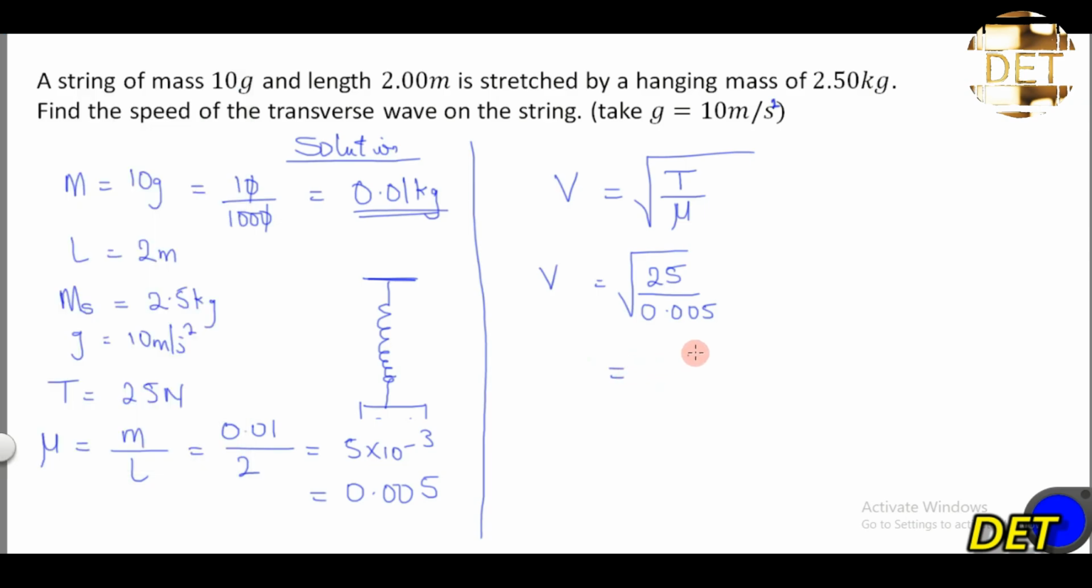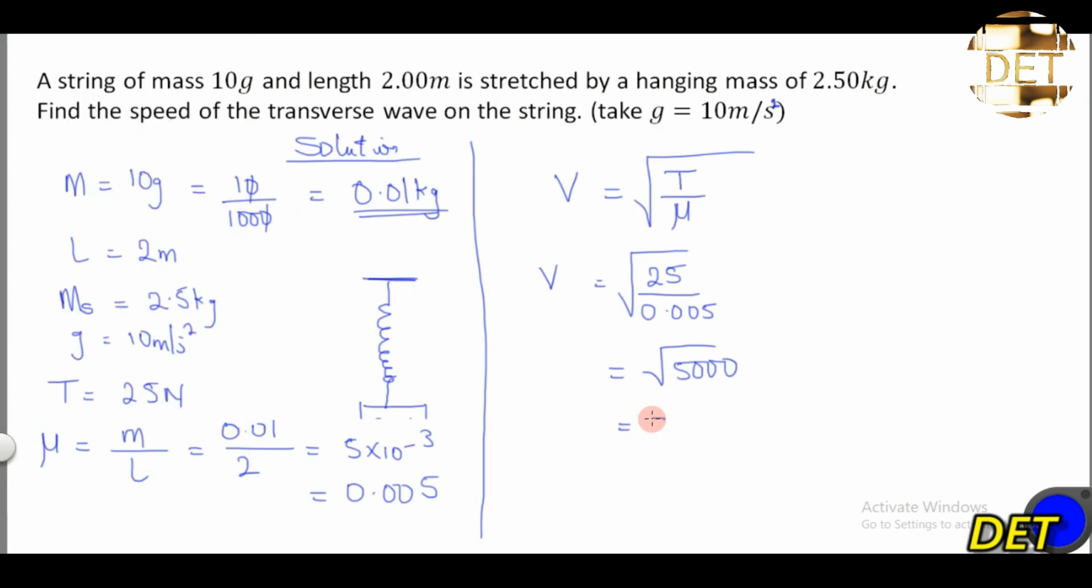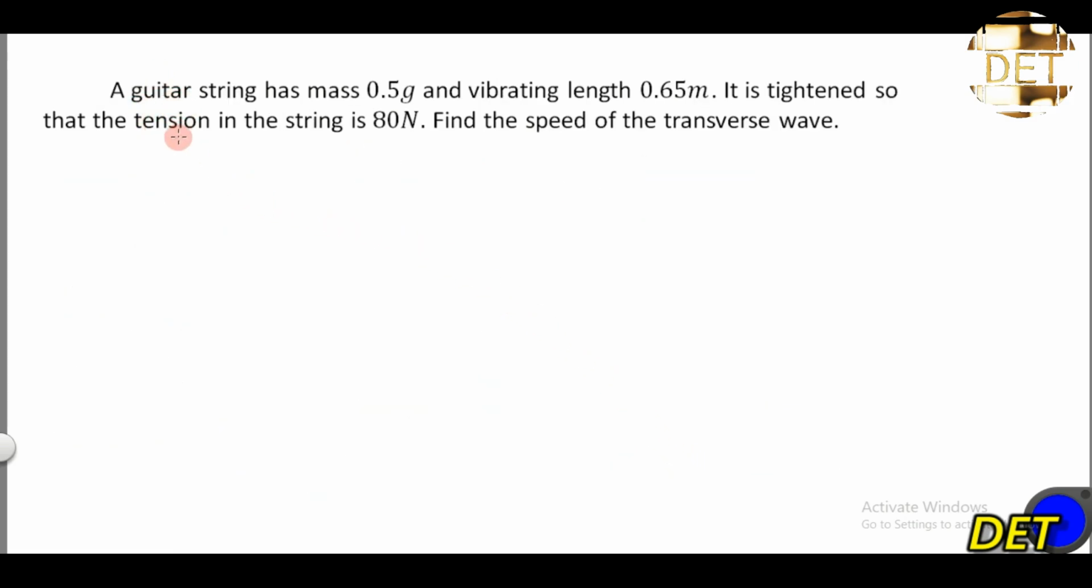So that will be equal to the square root of 5,000. So the square root of 5,000, what will that give us? It will be equal to 70.71 meters per second. So this is the speed of the transverse wave on the string, right? Very simple and straightforward. So let us look at the last question that we'll be looking at here.